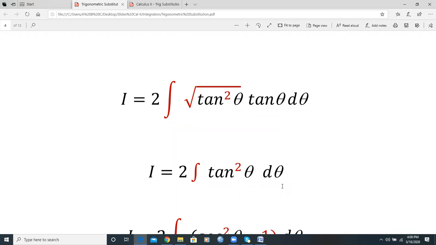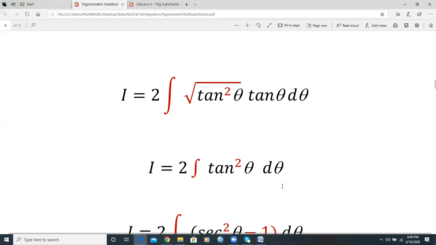We know derivative of sine theta is cos theta. Therefore, we say the integral of cos theta is sine theta. Derivative of cosine theta is minus sine theta. Therefore, integral of sine theta is minus cos theta. We know the derivative of sec theta is sec theta tangent theta. So therefore, integral of sec theta tangent theta is sec theta.